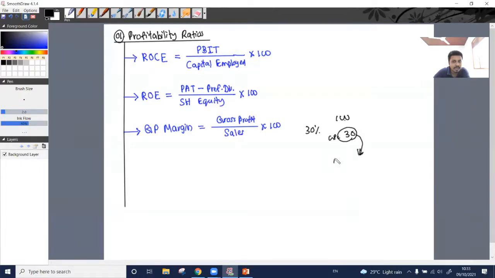To pay off our administration expenses, to pay off our distribution expenses, to pay off our other expenses, right? To pay interest, we can utilize this 30 out. Apart from that, to pay off dividends also, we can make use of that.